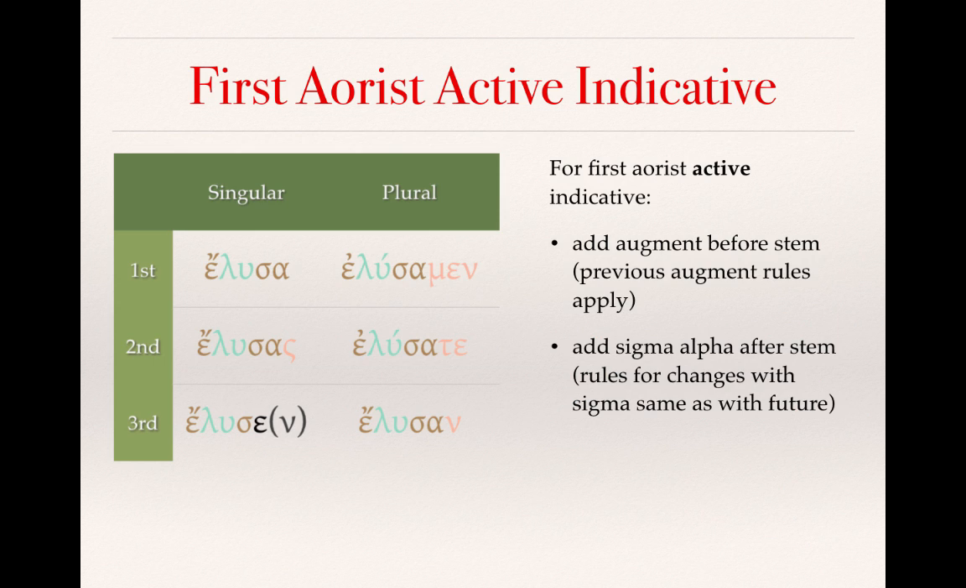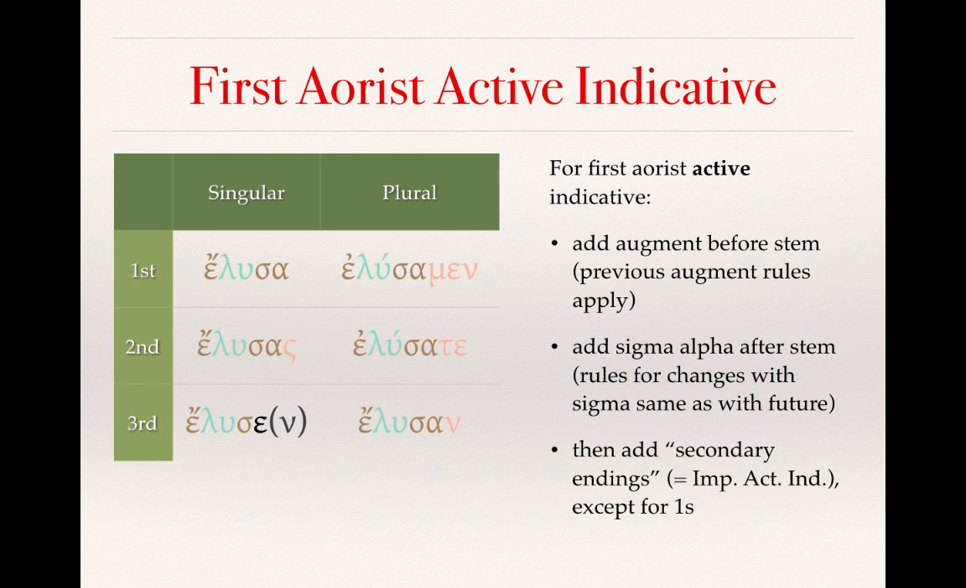And the only form that does not have the sigma alpha is that 3rd singular. Then you add the secondary endings, which are the endings that we saw in the imperfect active indicative. The only exception to this is the first singular. So again, elusa, elusas, elusen, elusamen, elusate, elusan. You really want to be keeping an eye out for that sigma alpha. That is what will signal that you are in a first aorist form.